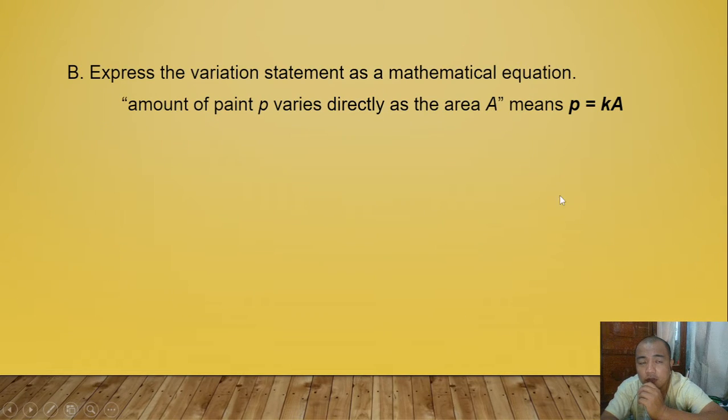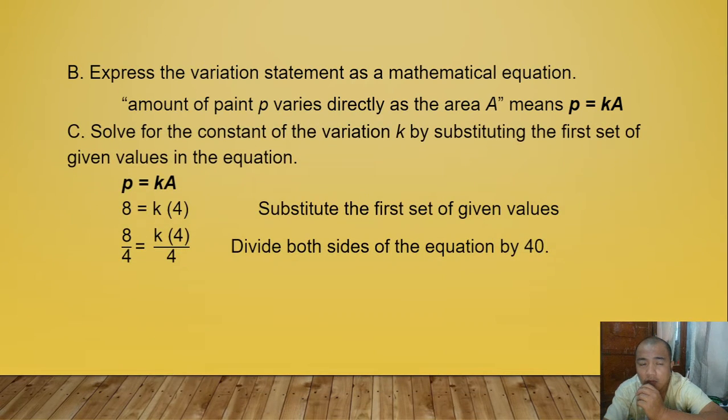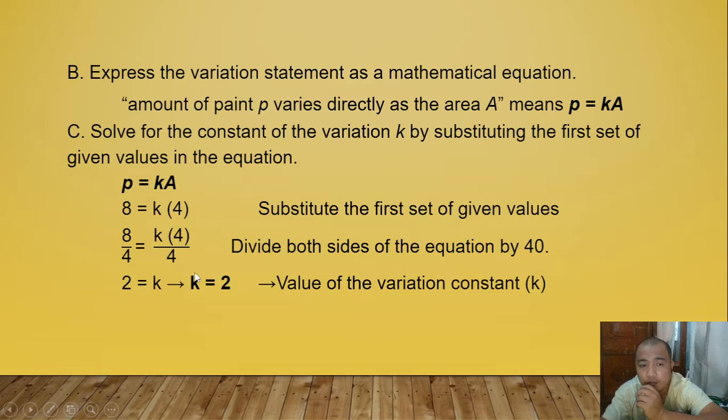So that's what I was saying, the amount of paint varies directly as the area A. So our equation here is P equals KA, the mathematical equation, because it's a direct variation. Then let us now solve for K by substituting P with 8 and area with 4. So 8 equals K times 4, divide both sides by 4, cancel 4, K is equal to 2, right?